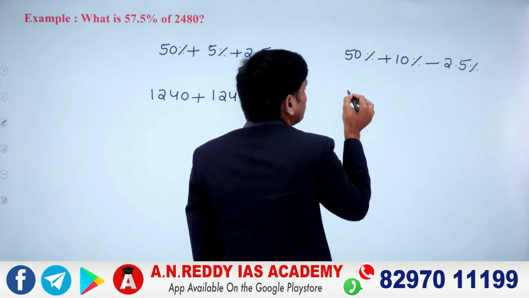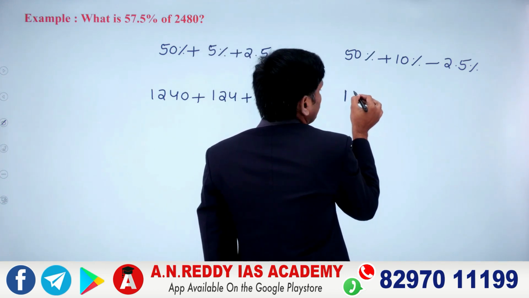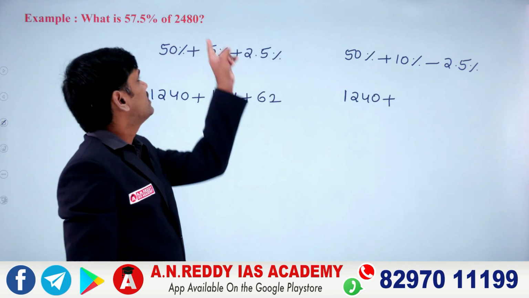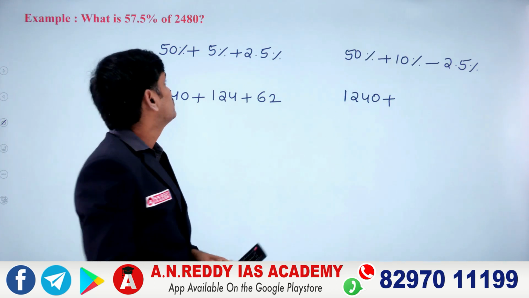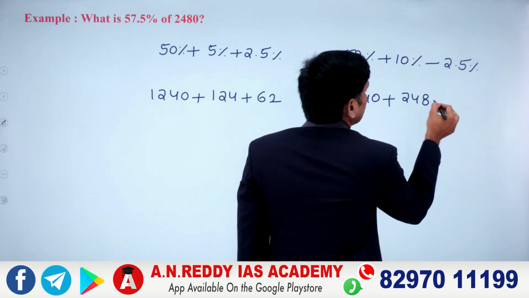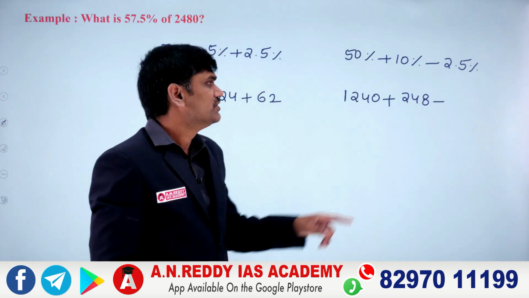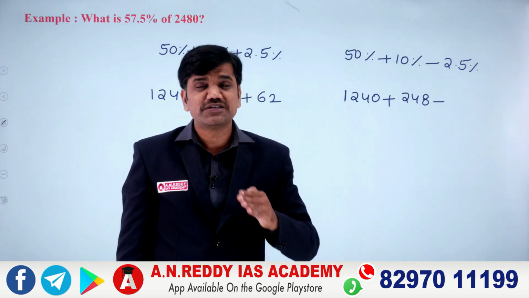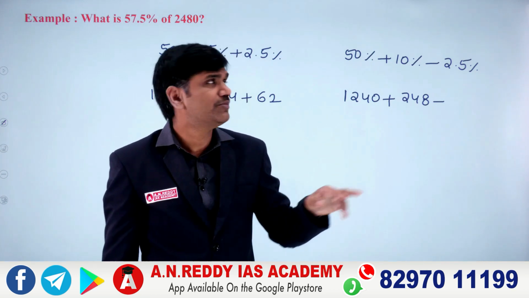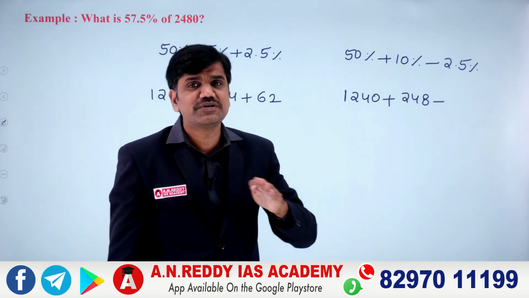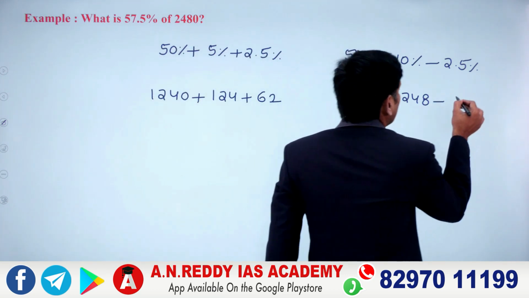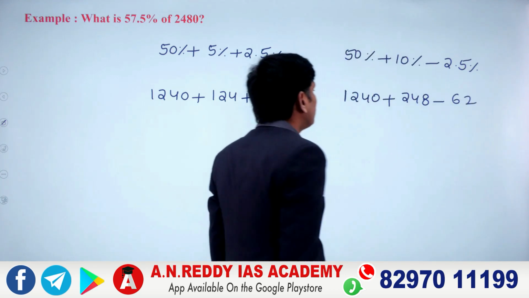Or otherwise, if you go like this, 50% is 1240 plus 10%. 10% of 2480 means 1 by 10th of it. So 10% of 2480 is 248, minus 2.5% I want. So 10% is 248, 5% will be half of that, 124. 2.5% will be how much? I repeat, 10% is 248, 5% will be 124, 2.5% will be 62. So remove 62. In either way you can think.